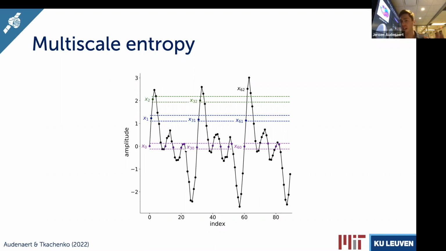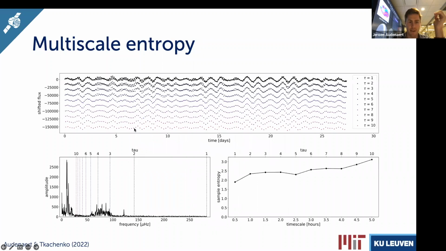You can choose any arbitrary number, but it's always the number of sequences of length m and then the number of sequences of length m plus 1. And then we take the ratio of the number of times the sequence of length m occurs divided by the number of times the sequence of length m plus 1 occurs, and we take the natural logarithm of this. This then represents the sample entropy, because the multiscale entropy actually consists of 10 different data points, as I will show in the next slide.